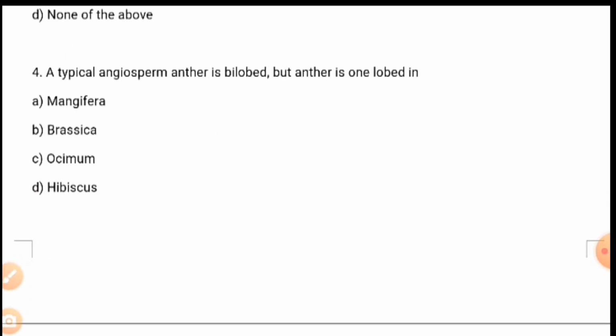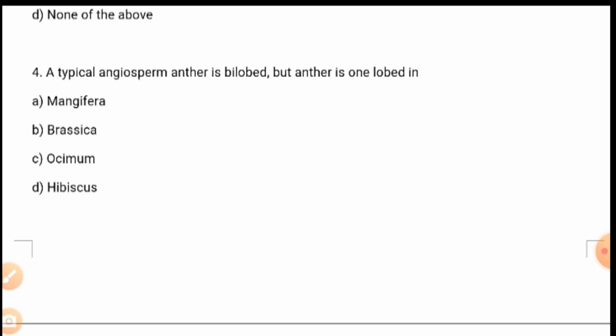Now we are moving to the fourth question. A typical angiosperm anther is bilobed. In your textbook it is written that a typical angiosperm anther is bilobed. But anther is one-lobed in, there may be one-lobed anther in a flower. Which one is the correct one? 4 options are there.